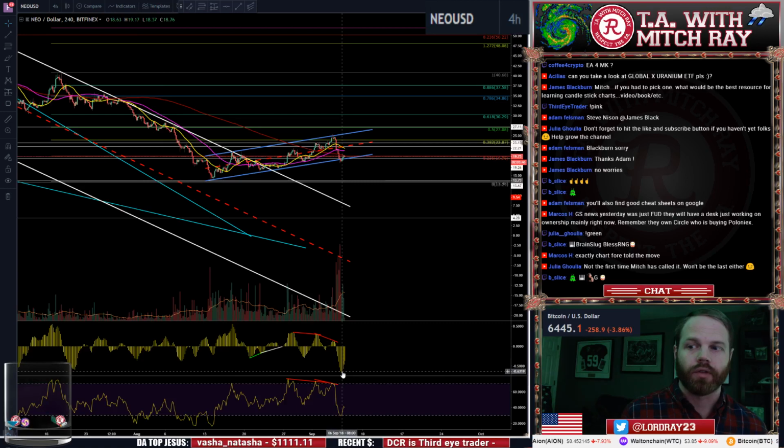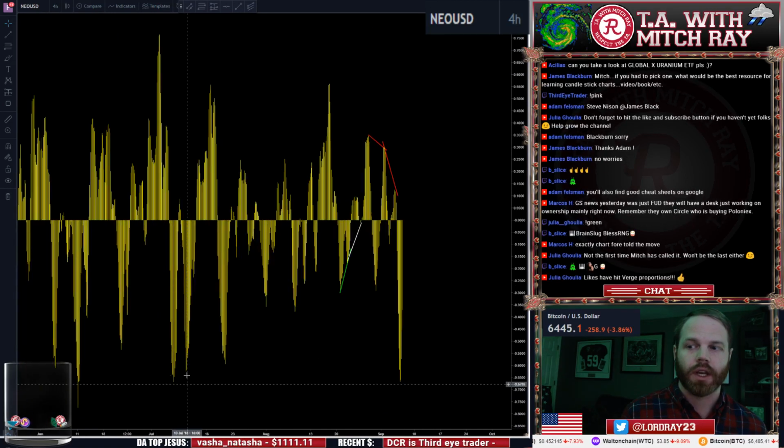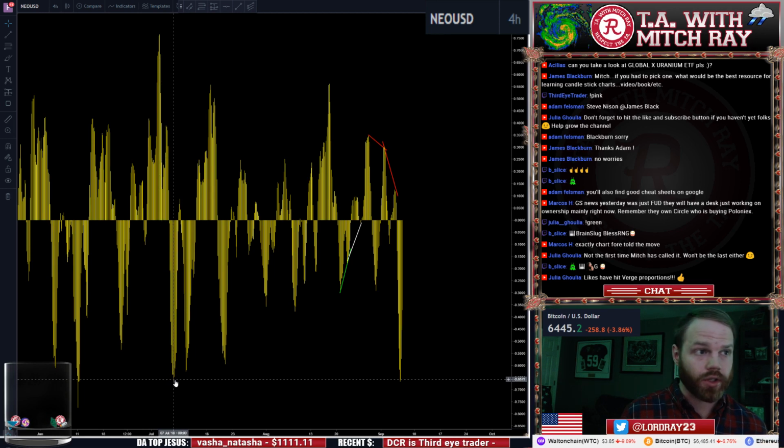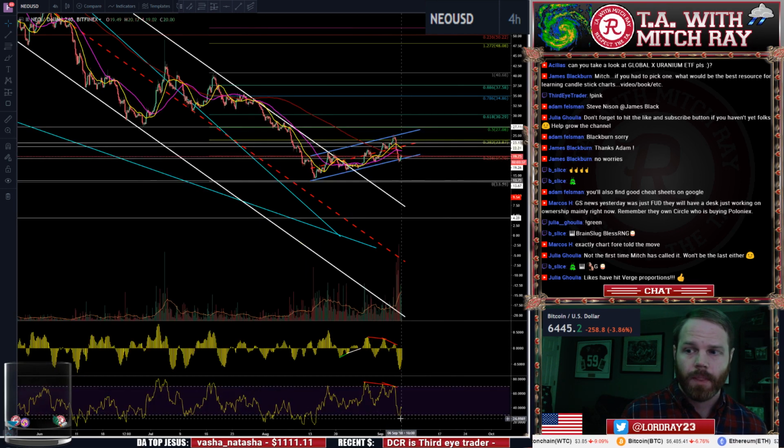Extremely high levels of negative momentum. We had not seen a spike in negative momentum like that on NEO literally since July, early July. Whew. And had not been technically that oversold since the 14th of August when we found our lowest low.